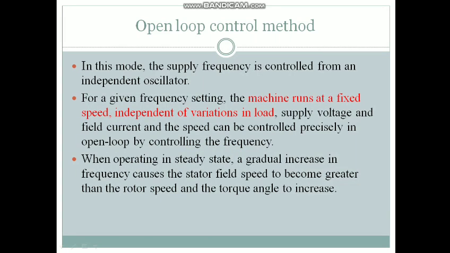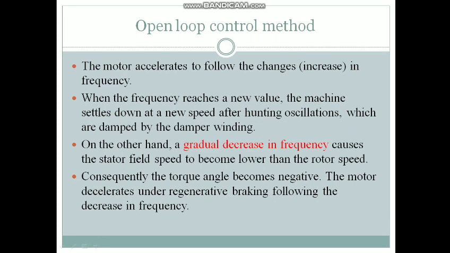When operating in steady state, if we increase the frequency, then the stator field speed will increase and the torque value will also increase. This allows the motor to have an increased speed. When the frequency reaches a new value, the motor's field will settle to a new speed after hunting oscillations, which are damped by the damper windings. On the other hand, if we reduce the frequency, the motor speed will reduce, as speed is proportional to the frequency.